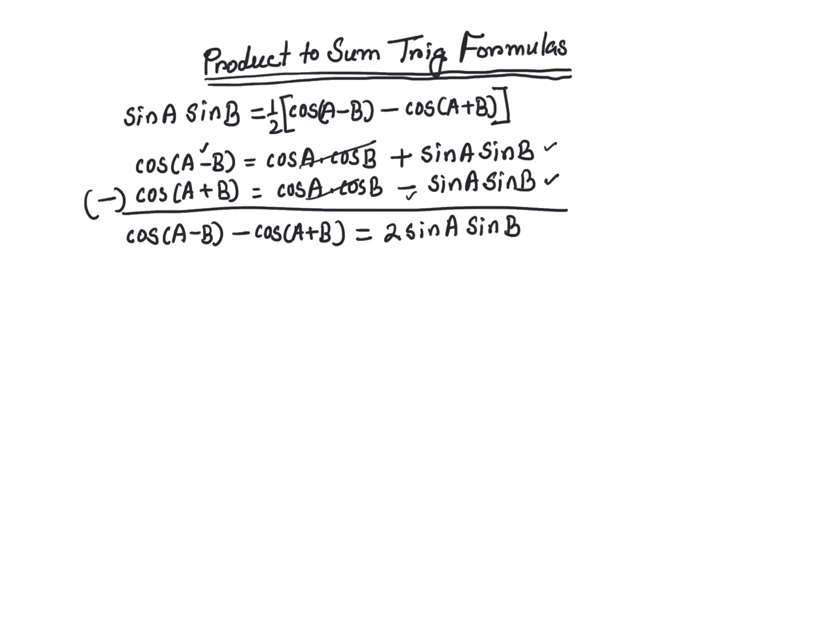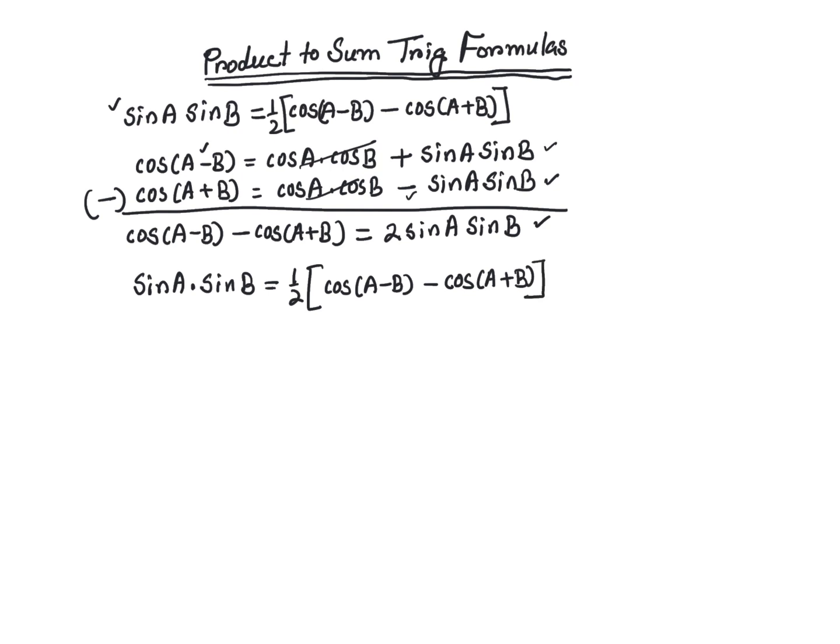Now if I divide both sides of this equation by 2, then I'm going to have, so I'm just writing the right hand side to the left so that it looks like the formula that I have here. So it's going to be sine of A times sine of B is equal to 1/2 times cosine of A minus B minus cosine of A plus B.